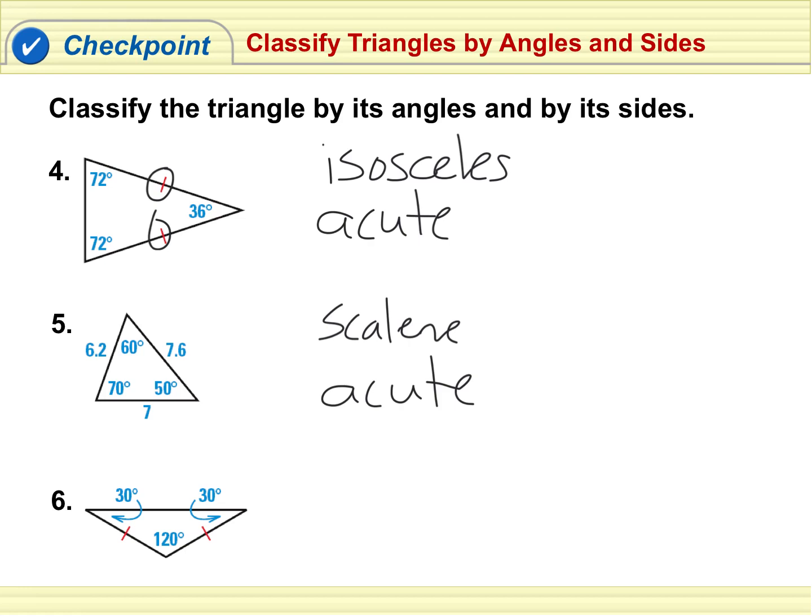On 6, what is the side relationship? Isosceles. What is the angle relationship? Obtuse. Why obtuse? Because we have that one angle that is greater than 90 degrees.